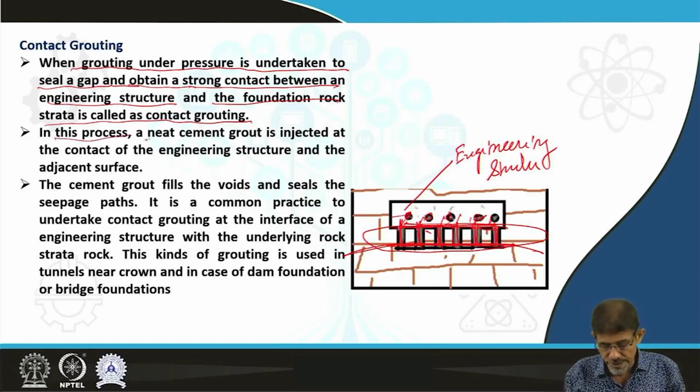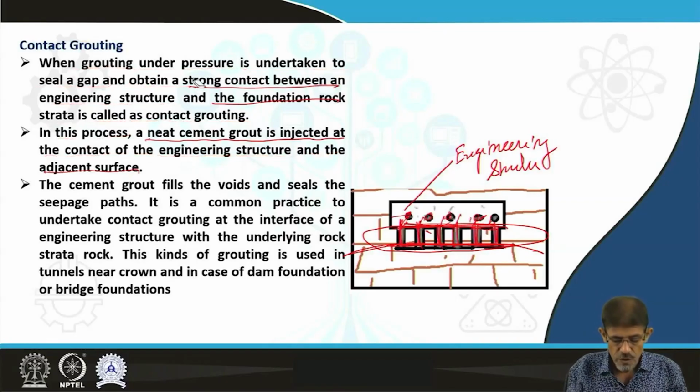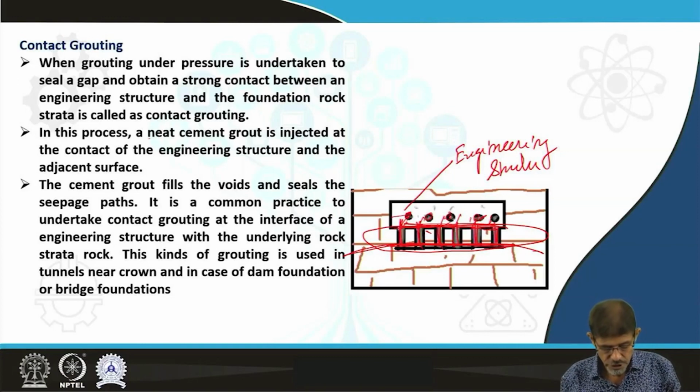In this process, a neat cement grout is injected at the contact of the engineering structure and the adjacent surface. The cement grout fills the voids and seals the seepage path, and indirectly enhances the strength of the strata lying below the engineering structure. This kind of grouting is used in tunnels near the ground to enhance the lining and the peripheral rock strata, and in the case of dam foundations or bridge foundations.